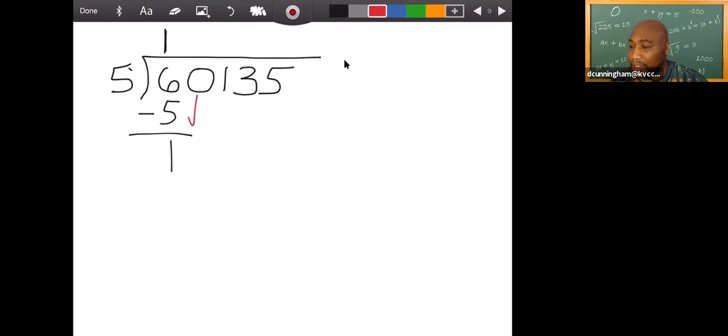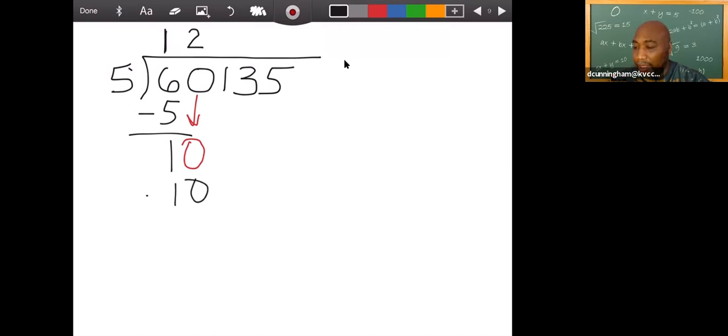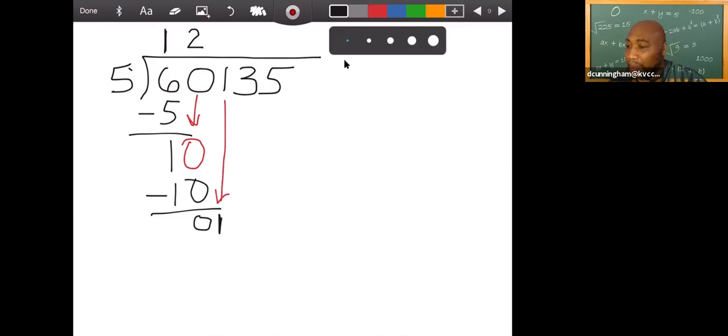This is a 1. Now you could bring down this 0. Now you're going to say, how many times does 5 go into 10 without going over? Well, we know that 2 times 5 is 10. And so this, we put the 2 above the 0. So 2 times 5 is 10. Multiply, then we subtract. This is a remainder of 0 here. Now we have a value of 1. Can 5 go into 1? It cannot go into 1. So we brought down this 1 from down here, and since 5 cannot go into 1, I'm going to make it a 0.